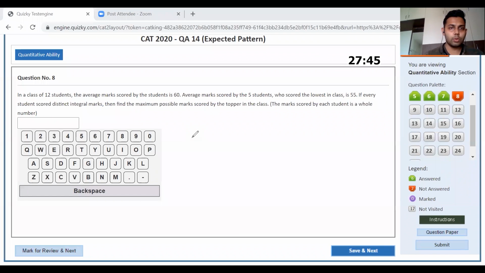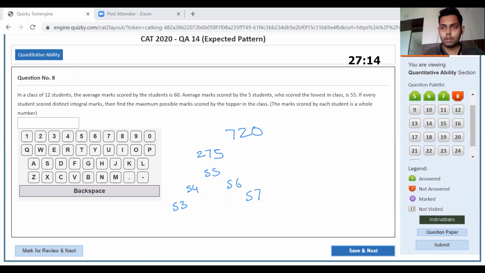In a class of 12 students, average score is 60. That means total is 720 over here. The average score scored by 5 students, lowest in the class, is 55. So 5 fives are 25, and 275 is out, right? Every student scored distinct marks. So 55, then below it 54, 53, and above 56, 57, right?